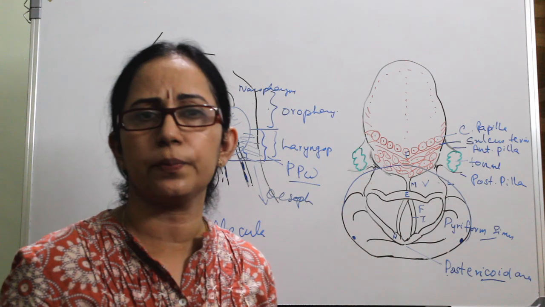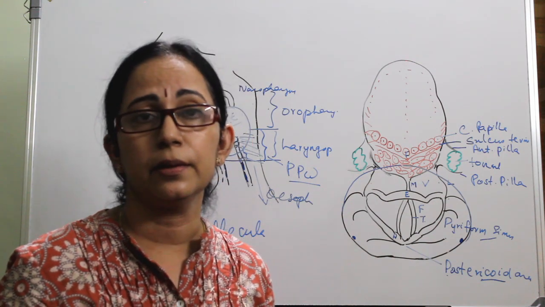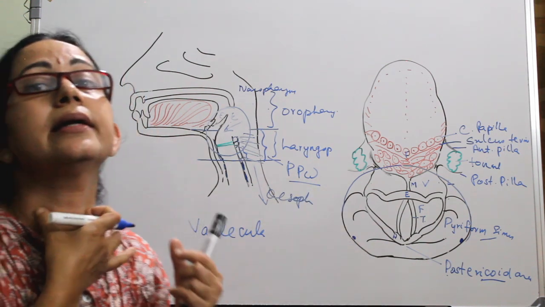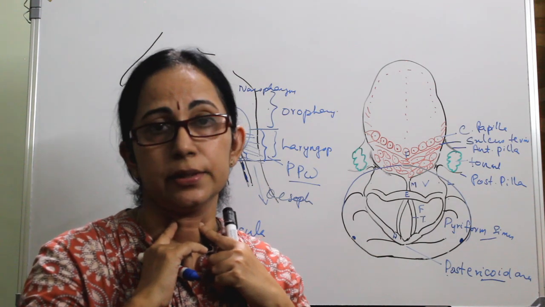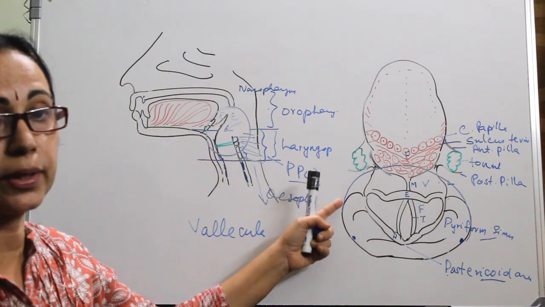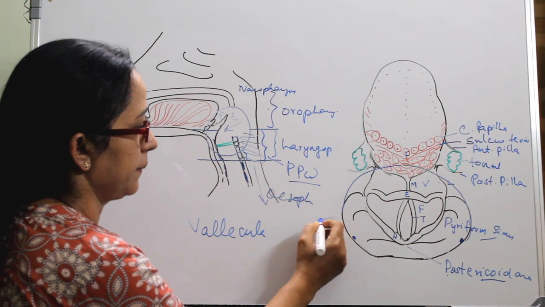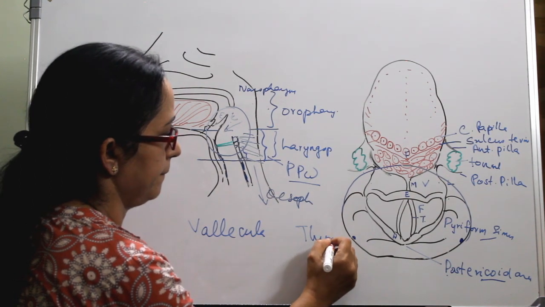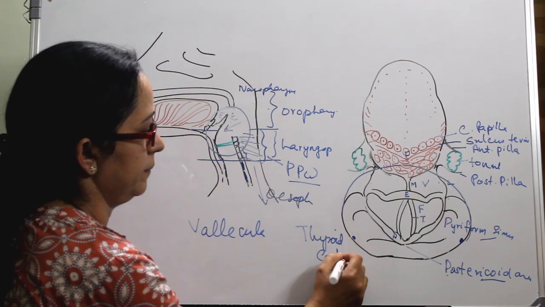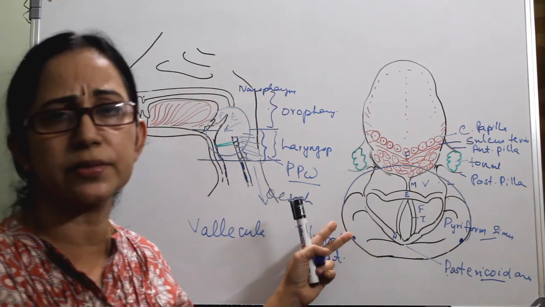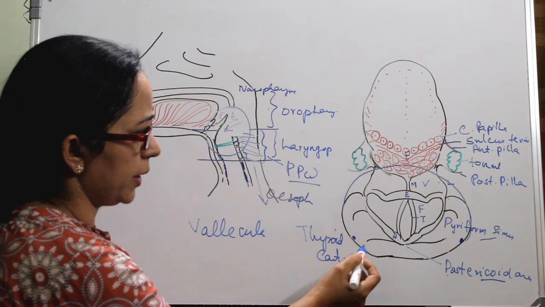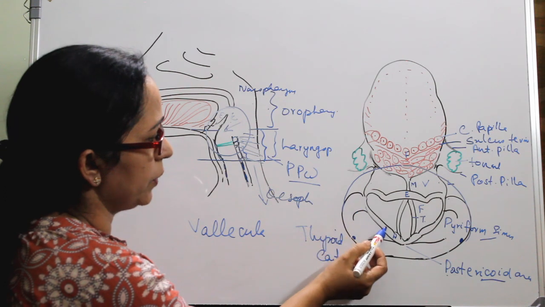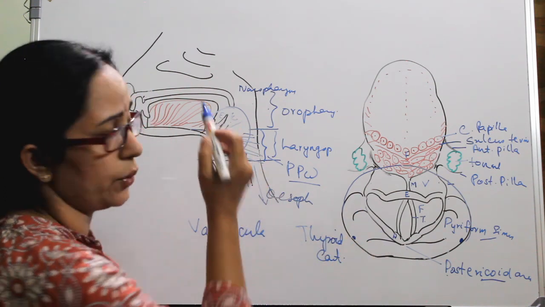So what are the boundaries of the pyriform sinus? The pyriform sinus is very important. Laterally, what comes here? It's the thyroid cartilage, right? So the pyriform fossa is bounded laterally by the thyroid cartilage. Medially, from this figure it's very easy to remember. What is the medial boundary of the pyriform fossa? The medial boundary is the ariepiglottic fold, arytenoid and also cricoid.